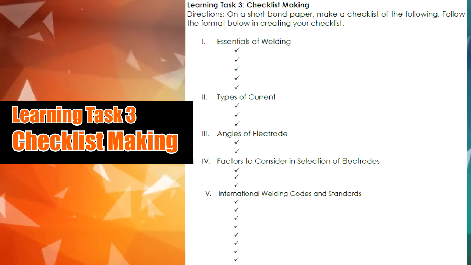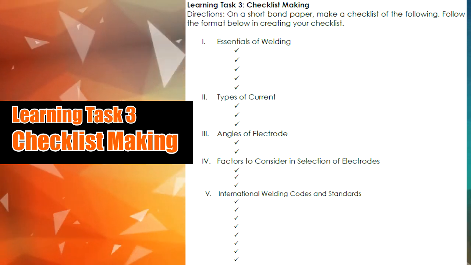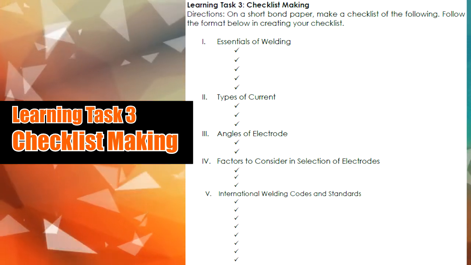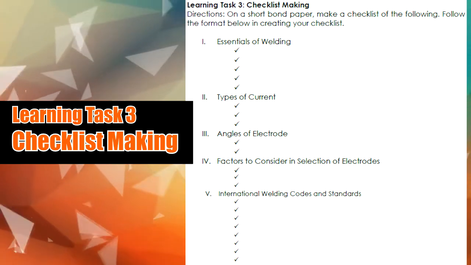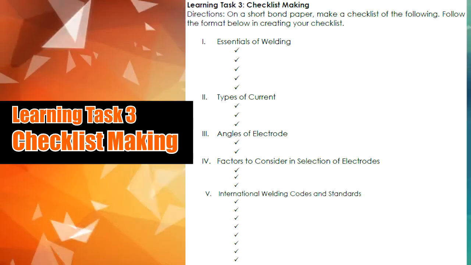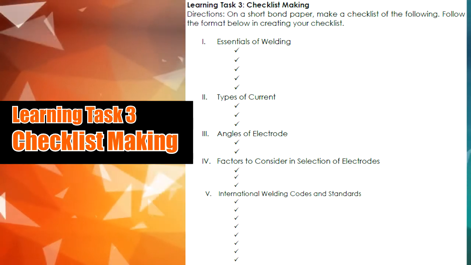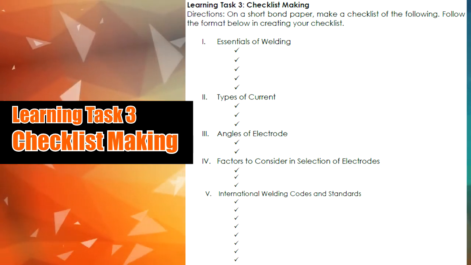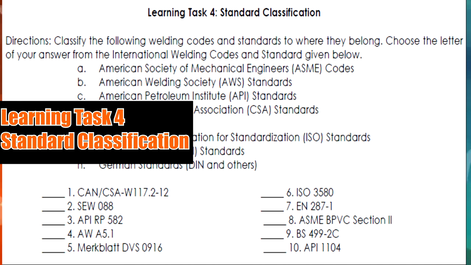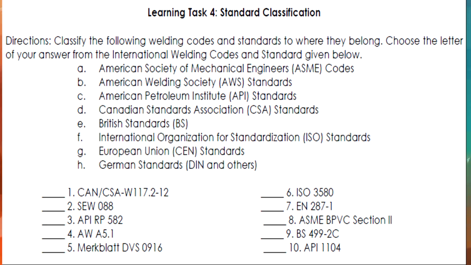Now, you will be doing learning task 3. Checklist making. On a short bond paper, make a checklist of the following. Follow this format in creating your checklists. The next learning task is standard classification. You just have to classify the welding codes and standards to where they belong. Choose the letter of your answer from the international welding codes and standards given in the module.